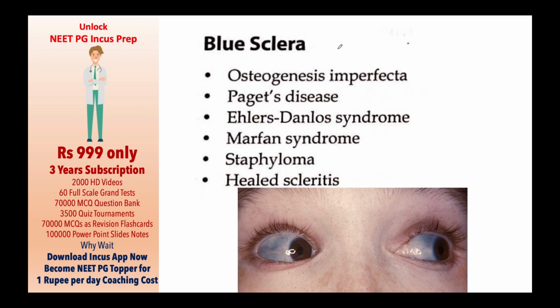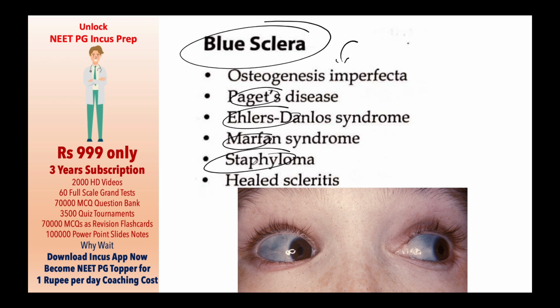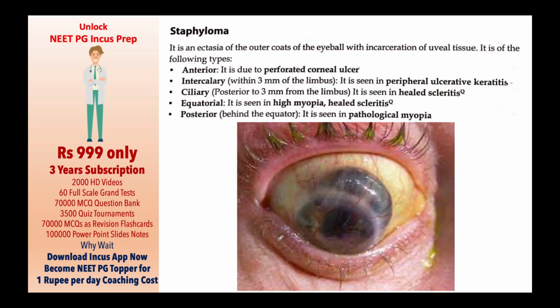Now, the next favorite tequila shot-like question. So, tomorrow you may become a top cardiologist, neurologist, psychiatrist. You may not need all these things, but for the entrance exam, you need to remember them. Osteogenesis imperfecta, Ehlers-Danlos, Marfan, staphyloma, healed scleritis, you see blue sclera is what you should remember.